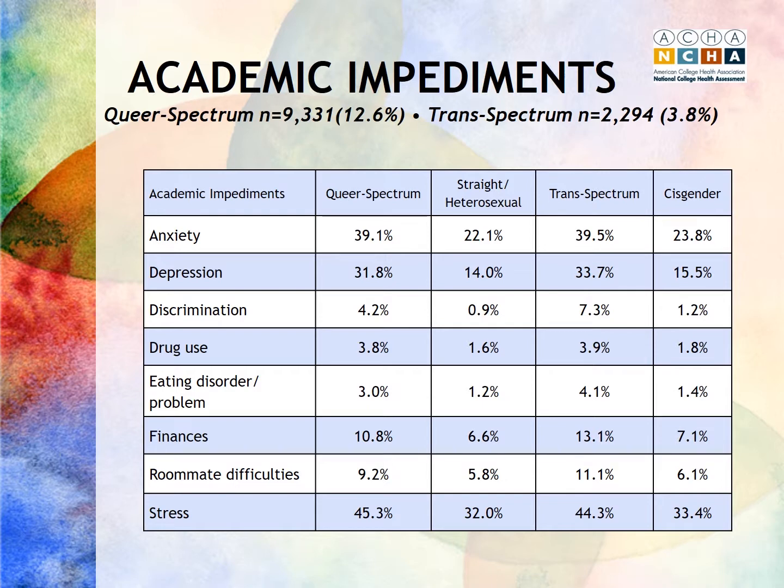Similar pattern for the trans spectrum. The anxiety and stress are higher, but not exponentially higher in the same way. Roommate difficulties and financial problems are almost twice as high. Drug use twice as high as their cisgender peers. Depression interfering with academic performance is more than twice as high. We see 3 times the number of eating disorders reported that are impacting their academic performance, and the discrimination is actually 6 times as high in impacting that academic performance.